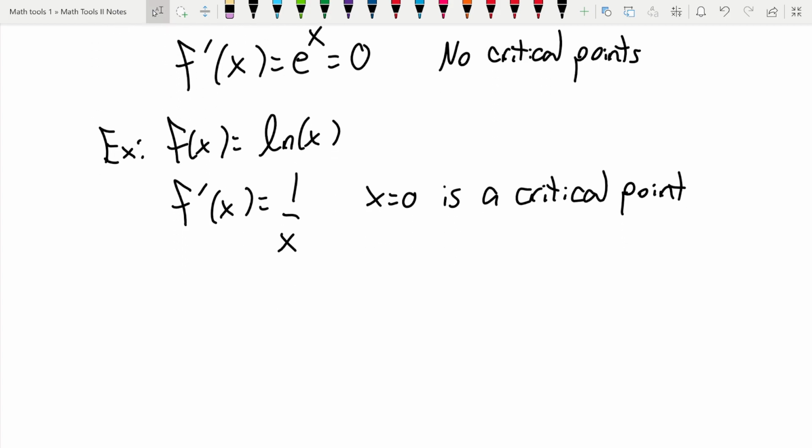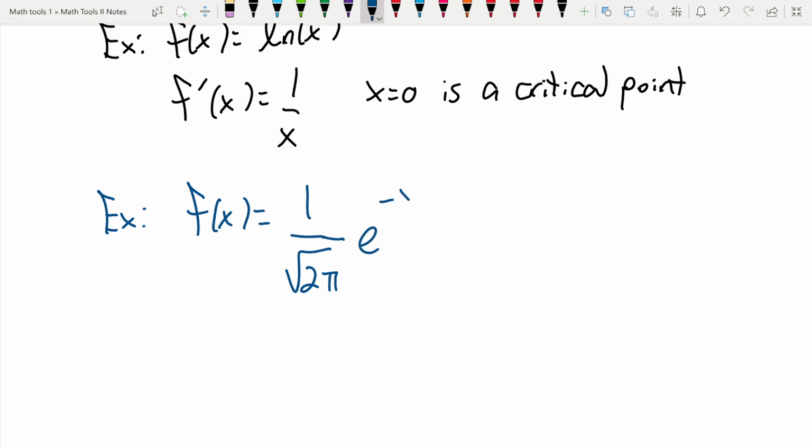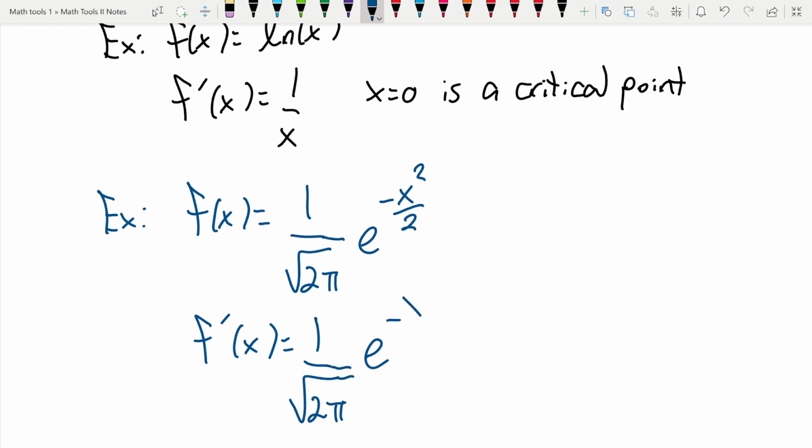All right, what about one more relevant to statistics? The standard normal distribution. So this is the density function of a standard normal distribution. 1 over root 2 pi times e to the negative x squared over 2. So if we find the derivative of this, the 1 over root 2 pi is just a constant, so that'll just come along for the ride. And then we use the chain rule.